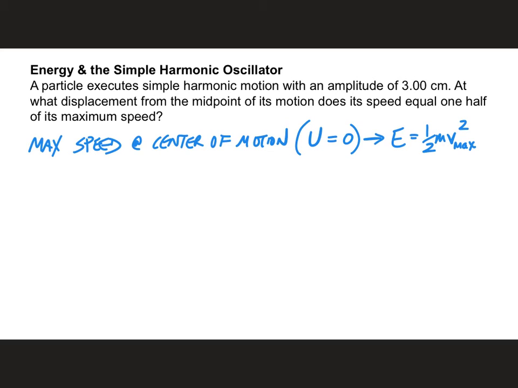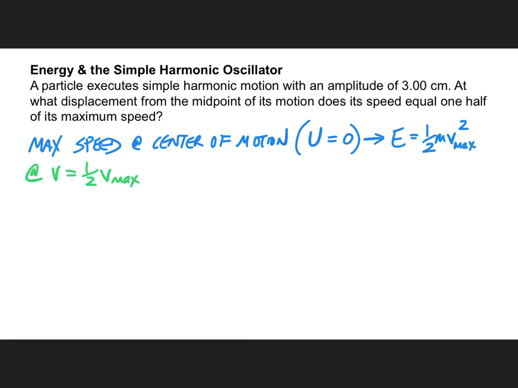We had a similar thing like this with the cannonball problem. Same thinking, just a different venue. All right. So we have this fact, and now we're going to leverage this fact. Now at a speed that is 1/2 maximum speed, because that's what this question is dealing with, at what displacement from the midpoint of its motion does its speed equal 1/2 of its maximum speed?